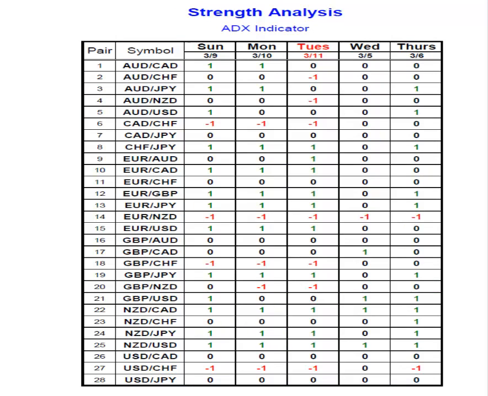Here's the ADX analysis chart for Tuesday, March 11th. Please compare this with the results of your analysis.